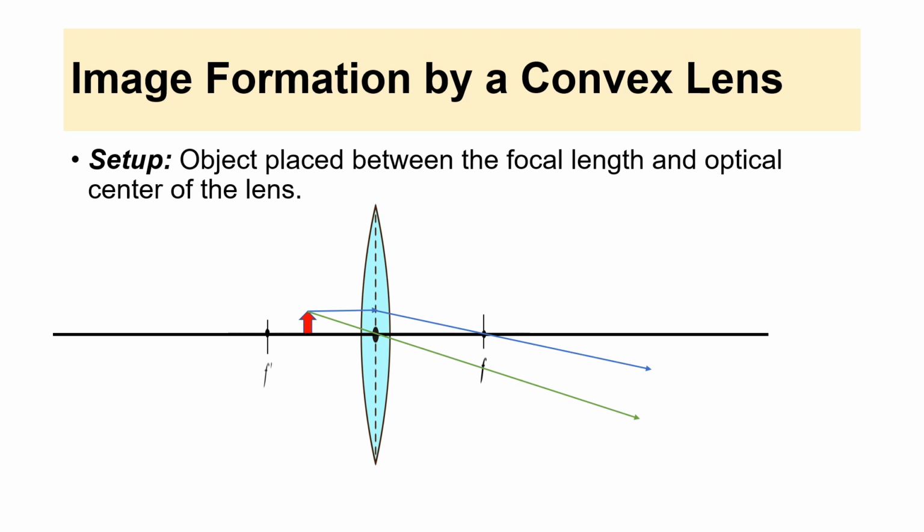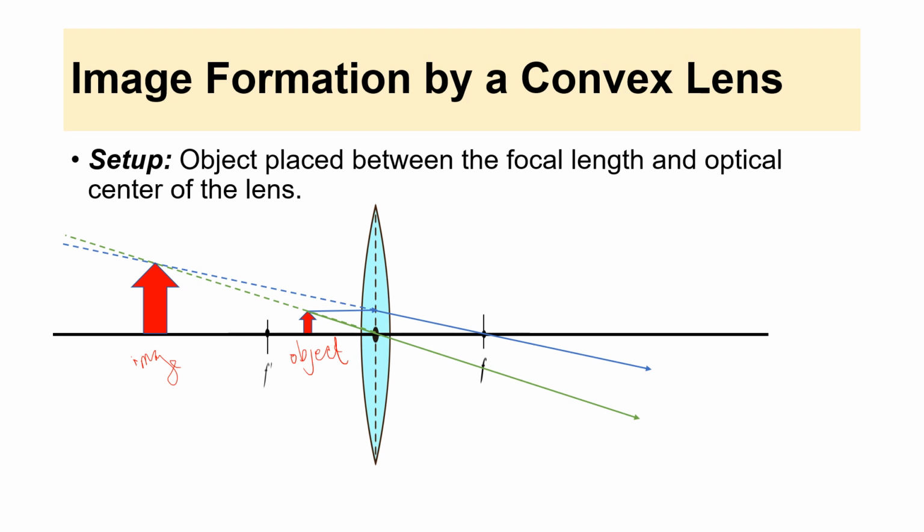But if we extend the refracted ray backwards and then the other refracted ray backwards, we can see an intersection of the extensions on this part. So that will be the point where the image will be formed. So this is the image and this is the object. So what happened?